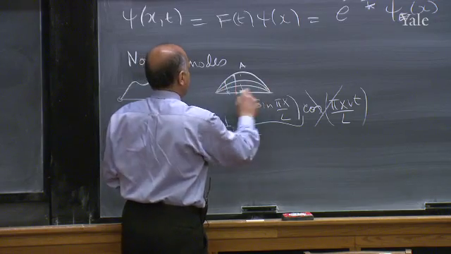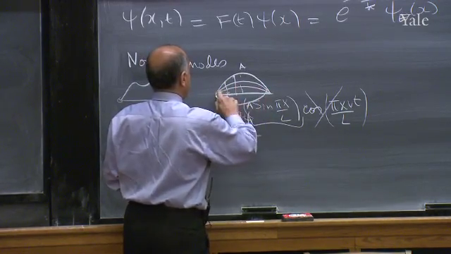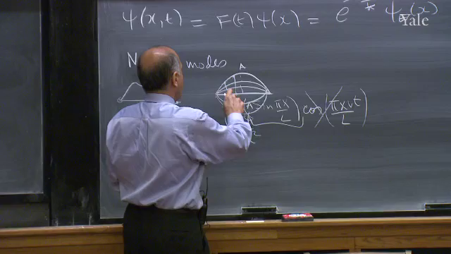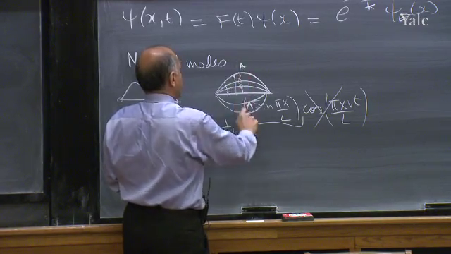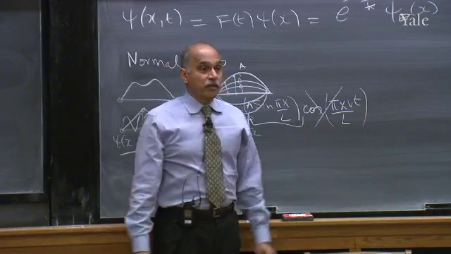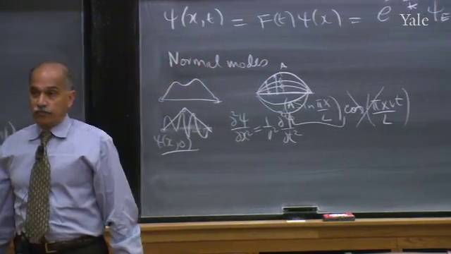A little later it will look like that. Then it will look like this. Then it will look like this. Then it will look like that. Then it will go back and forth. But at every instant, this guy and this guy and this guy are all rescaled by the same amount from the starting value. That's called a normal mode.